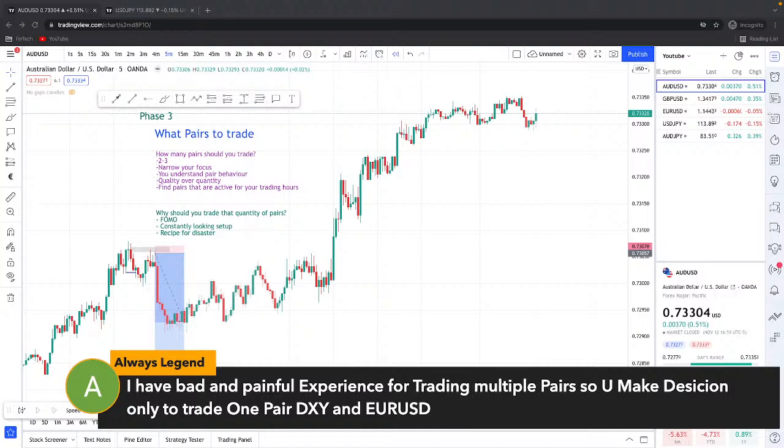I have a bad and painful experience for trading multiple pairs. So you make a decision only to trade one pair, DXY and Euro USD. Yes, so that's what I was saying, right? Because you cannot give your 100% when you are trading so many pairs and you don't know the behavior. And if you're not there 100% with your brain and mind, why would you risk your capital? You don't think about small accounts and the stuff. If you are profitable on a 100 euro account, you will be profitable on a 100,000 euro account.